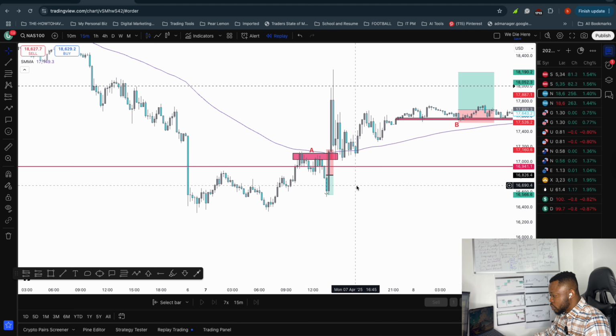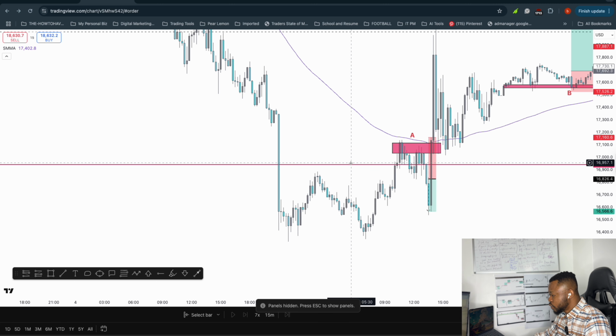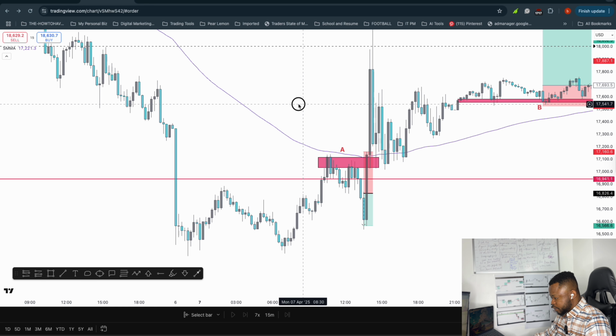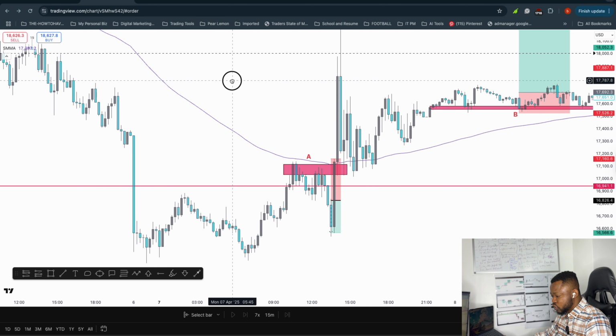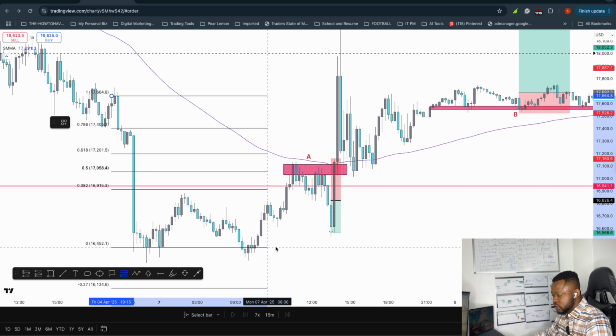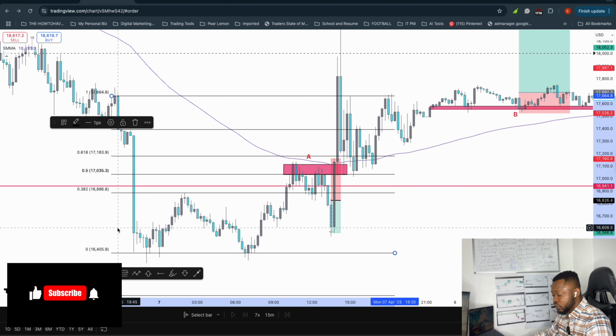So this is an A setup for me. So why did I take this trade? I took this trade because the last major swing high was here. Yes, the last major swing high was here. So I did a fib retracement on here. This was on Monday. The last swing high on Friday before Monday came in was here.